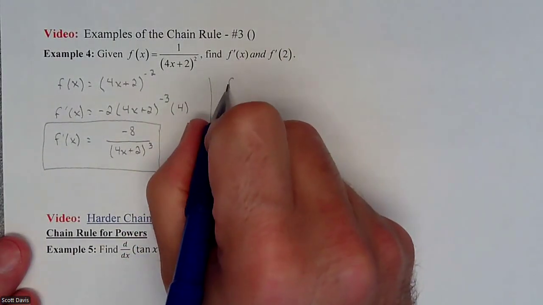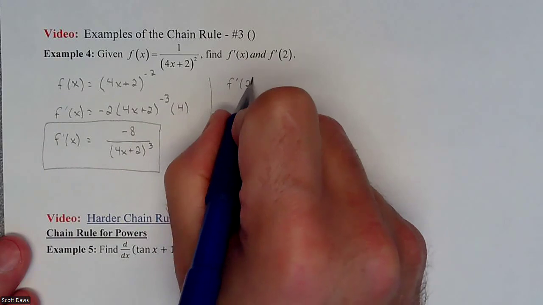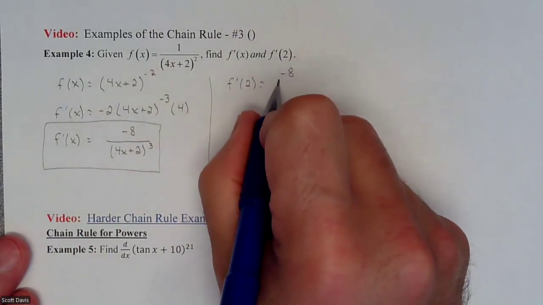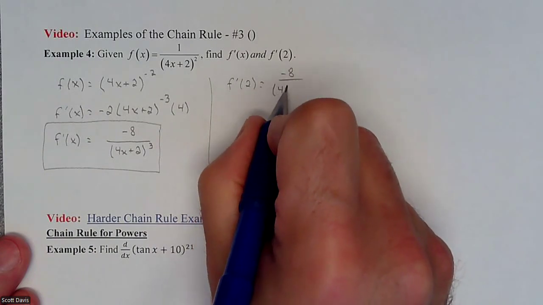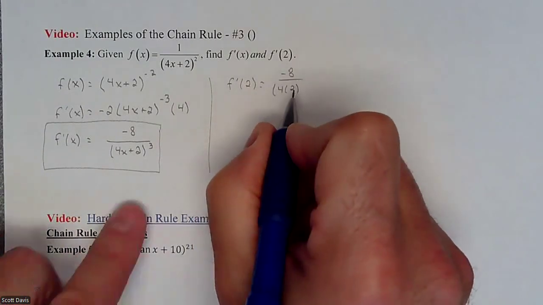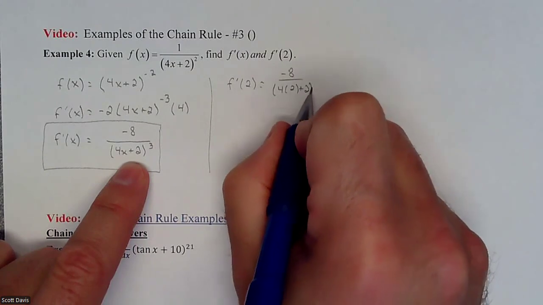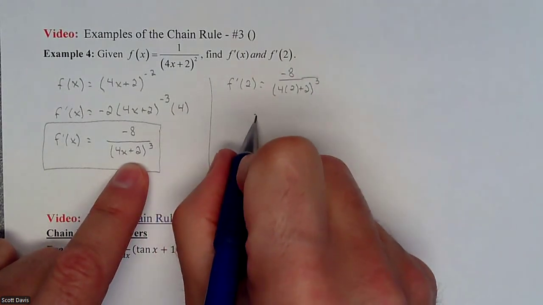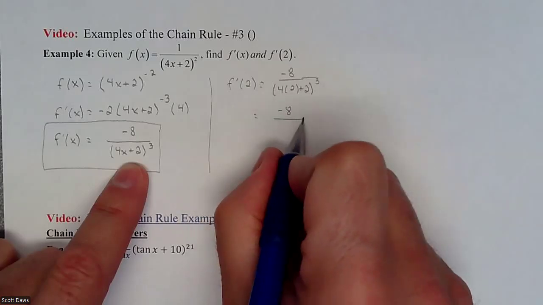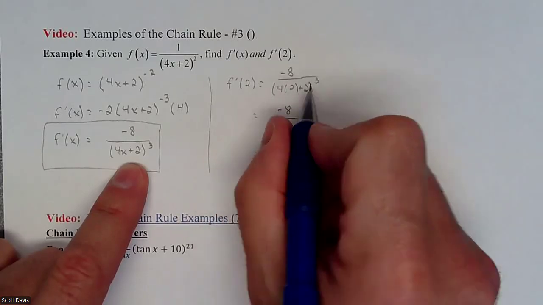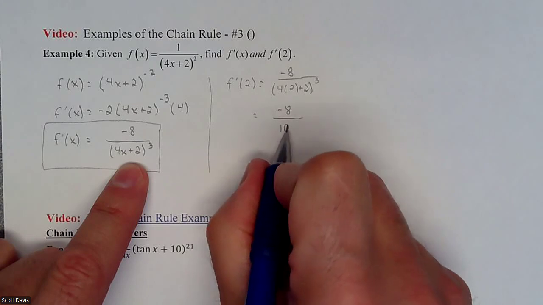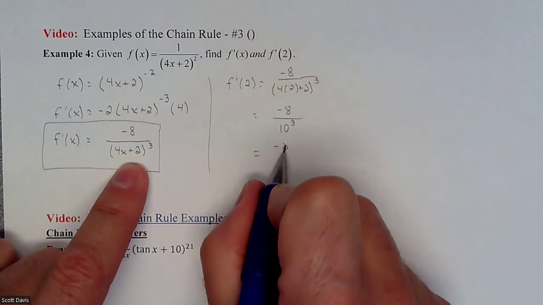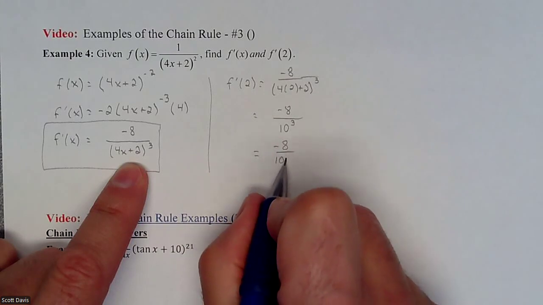And then we are asked to find the slope at 2. So we'll do the slope at 2. So we'll plug in. We have a negative 8 on the top. We have a 4 times the 2 plus 2 cubed on the bottom. And so we're going to get a negative 8 over, this is going to be 8 plus 2, which is 10 cubed. So we're looking at negative 8 over 1,000.